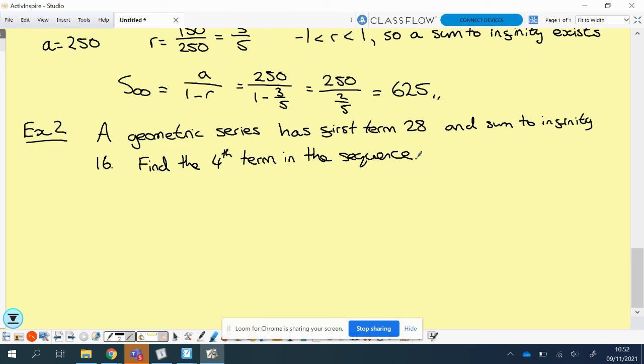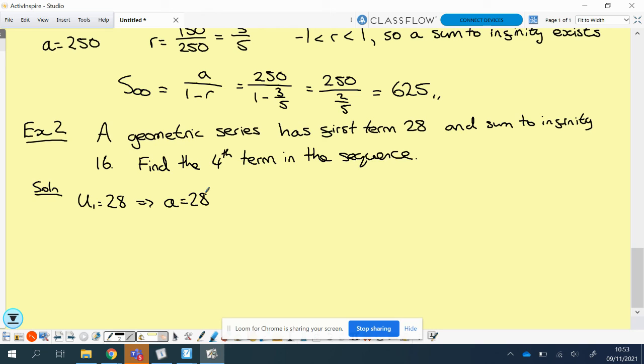So you can see it's a bit of a different type of question we need to work out here. We've been told the first term in this series is 28. We know it's geometric, and we know that it does have a sum to infinity of 16, which means r is between -1 and 1. But we need to work out what the fourth term in the sequence would have been. Okay, so let's look at the solution. We know that our first term is 28, therefore a is the value 28, that's fine.